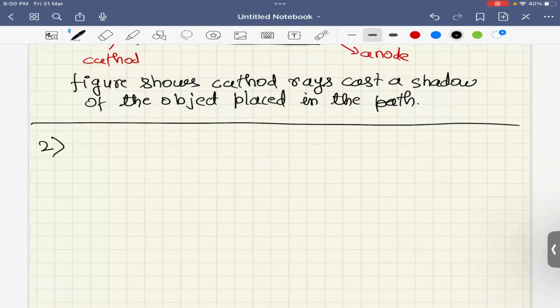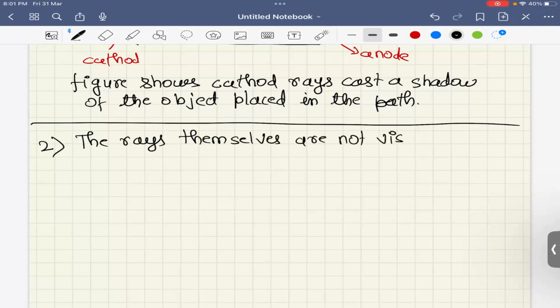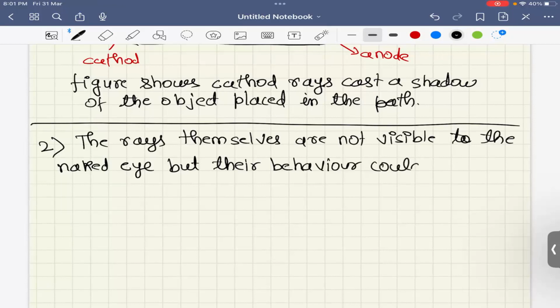The second observation which was made was that the rays themselves are not visible to the naked eye, but their behavior could be observed with certain kinds of material.